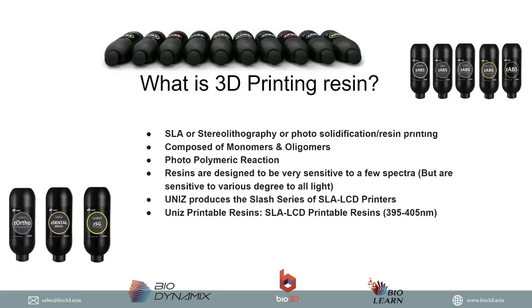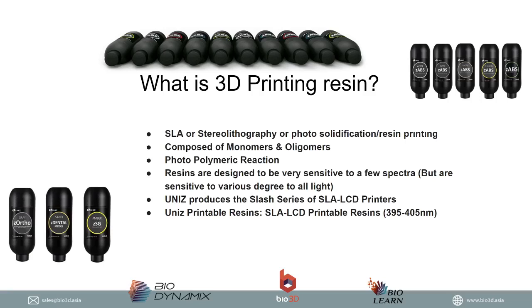So first we're going to start with what is 3D printing resin. There are many different types of resins available for different types of printing, but the resins we're going to focus on today are stereolithography or SLA resins. Stereolithography or SLA is also known as photosolidification or resin printing. As the term implies, light energy is used to initiate the photochemical reaction, which causes chemical monomers, which are repeating units of the same type, and oligomers.